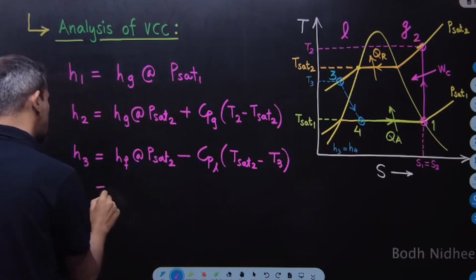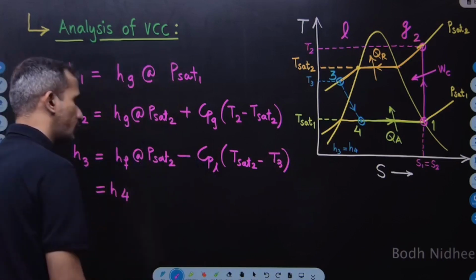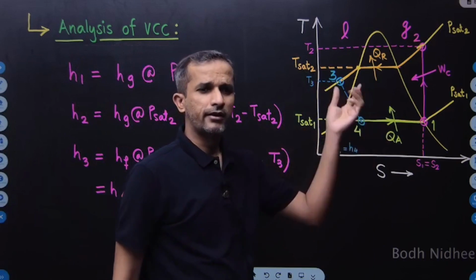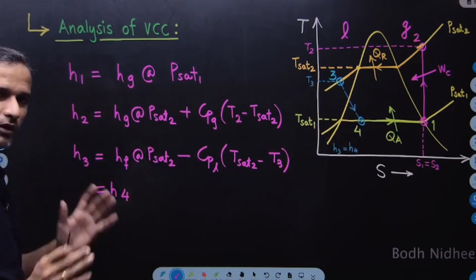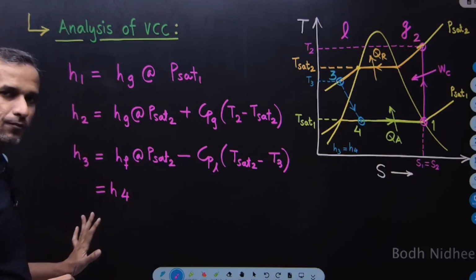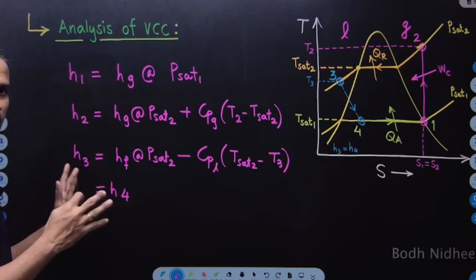And this value is exactly the same as H4, because the process 3 to 4 is an isenthalpic process, enthalpy remains constant. That is why H3 is the same as H4. So in this way we have obtained the 4 enthalpy values by using the refrigerant table.